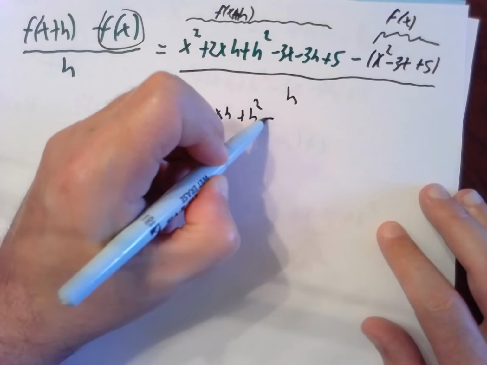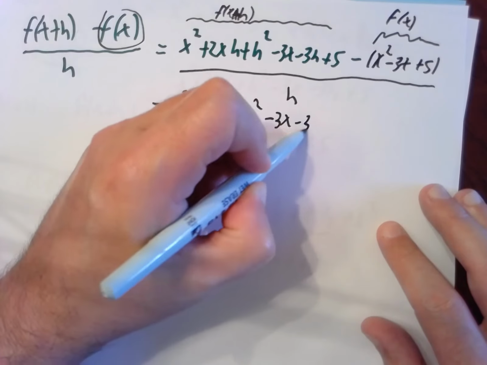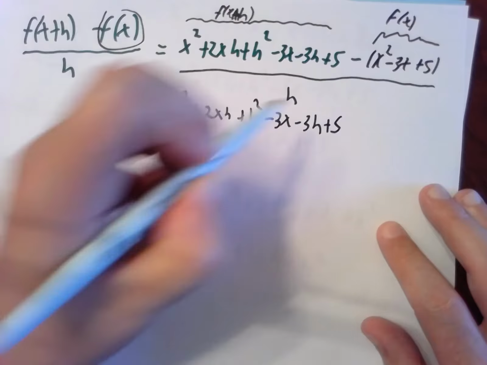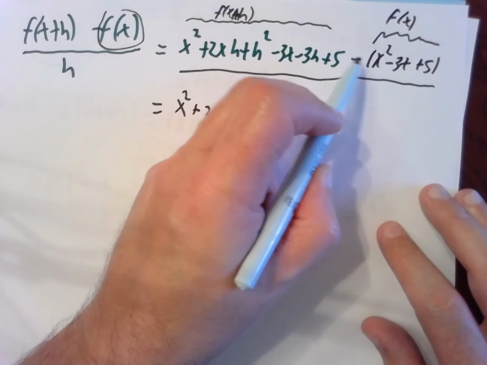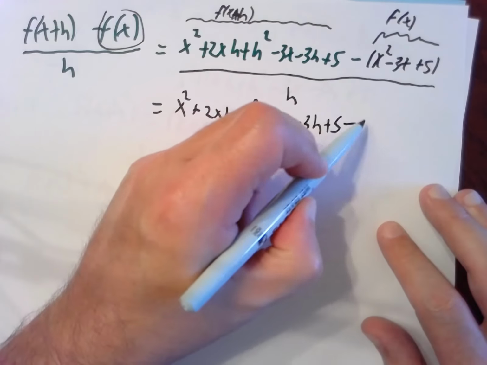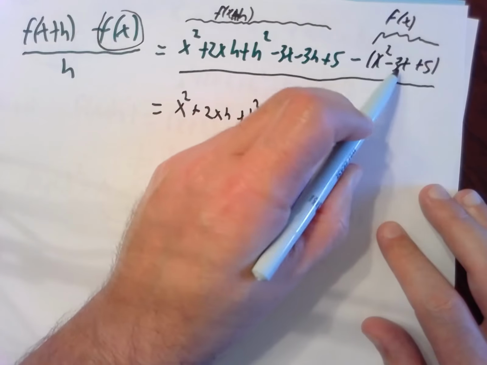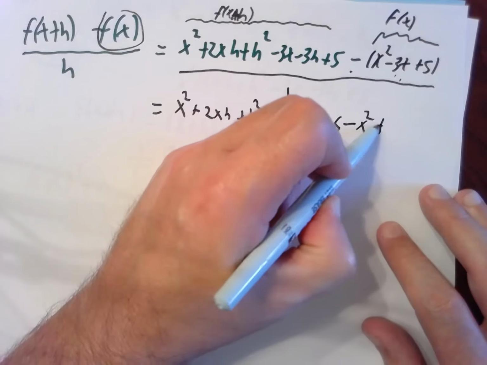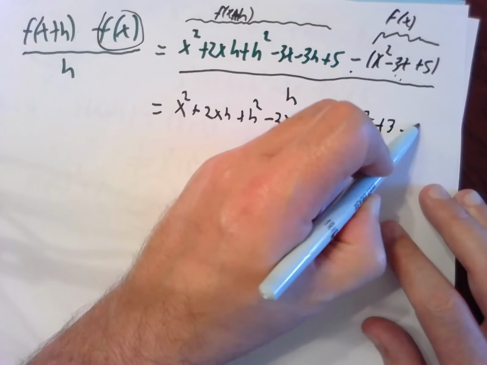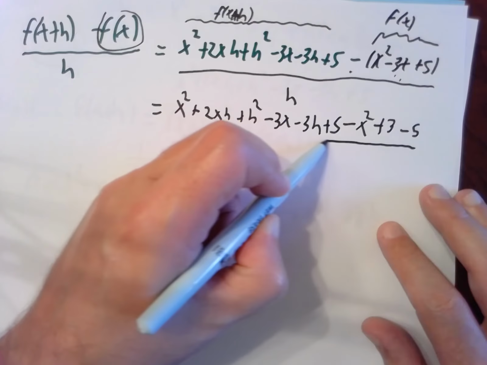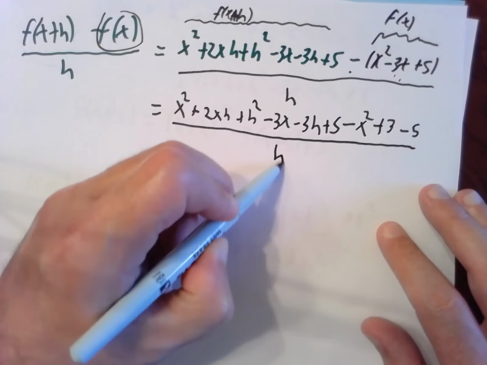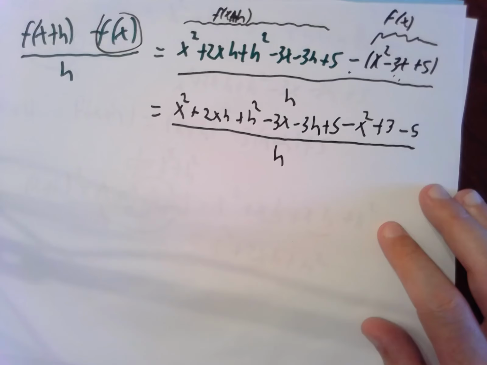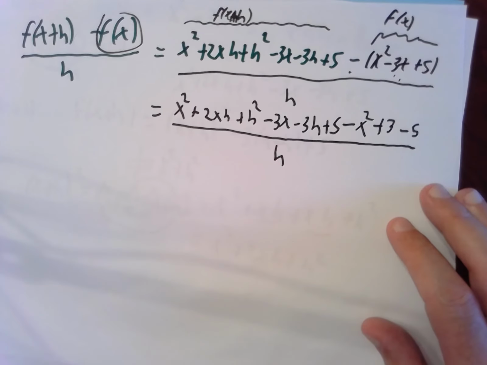Just recopying all these first parts down. So I'm going to distribute this minus here. So we'll get a minus x squared plus 3x minus 5. Don't forget this is all over h. Okay, now let's see if anything pretty happens.